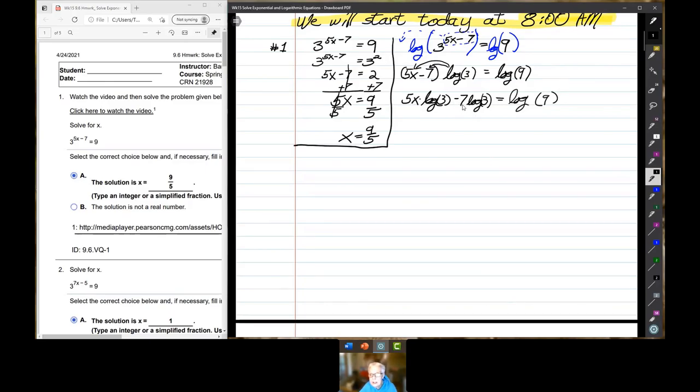Okay, so this is just a number. 7 times log 3 is just a number. I'm going to add that over to the other side so that I can isolate my x term. Plus 7 log 3. See, this is much harder than that, right? You want to do this when you can. Most of the time you can't. I'm going to add over here. I'm going to add over here.